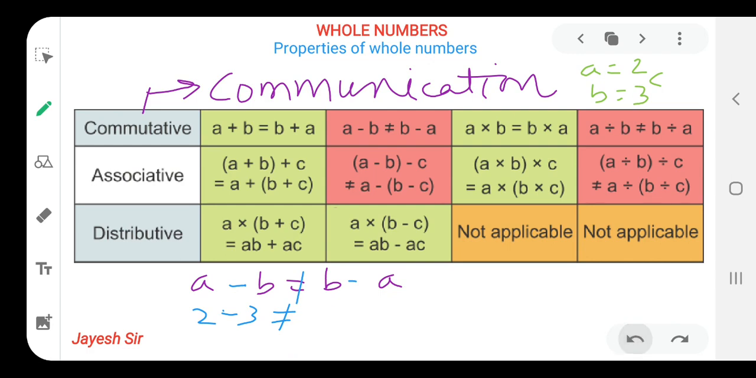So let's begin with our third type, that is multiplication. Let's see, a multiplied by b or b multiplied by a. That means 2 multiplied by 3 is equal to 3 multiplied by 2. That means 6 is equal to 6. So the property is satisfied over multiplication also. Here we have derived that the property is satisfied under addition and multiplication. It is not satisfied under subtraction and division, which we have to keep in mind. I hope you all are getting it.